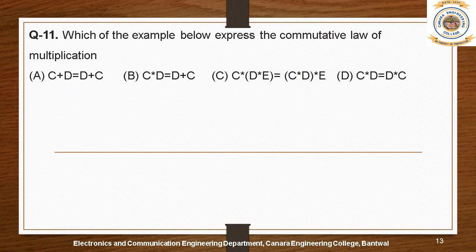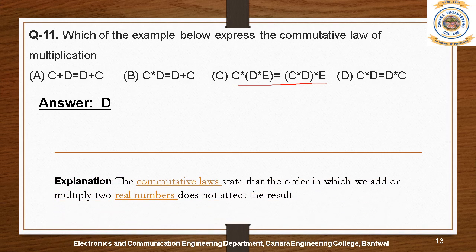Which of the examples below expresses the commutative law? Answer is D. The commutative law is C multiplied by D should be equal to D multiplied by C. The other law is different. So multiplication of C with D should be equal to D into C. That is the commutative property. See, the commutative law states that the order in which we add or multiply two real numbers does not affect the result.